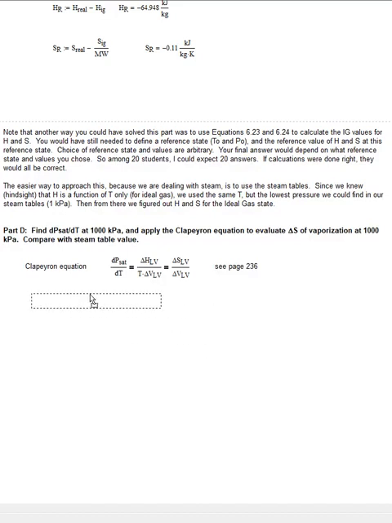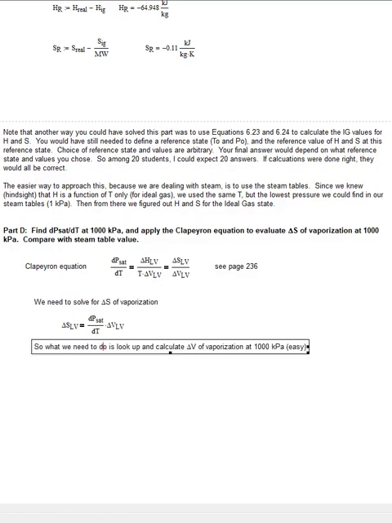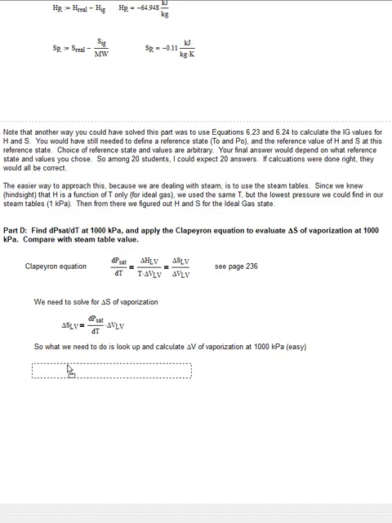Where do we get that? So anyway, this is just taking that equation up there, solving for delta S of vaporization. This is what I said before. We can look up delta V of vaporization. That's fine. That's easy, because there's no interpolation or anything like that.